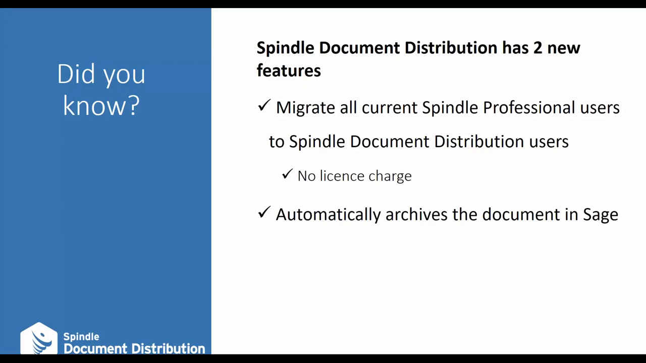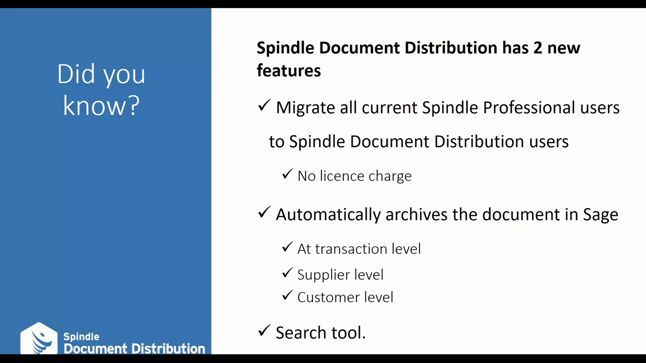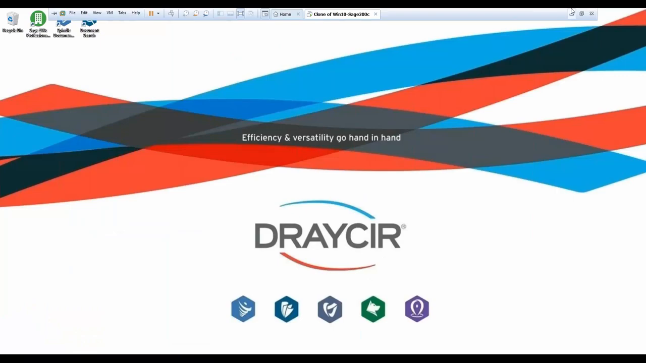And what that is, Spindle will automatically archive your document in Sage. You can archive that at transaction level, at supplier level, or at customer level. It will also give you a search tool. This is an area outside of Sage where I'm actually able to search for a document that has been archived. So let's have a look at that.